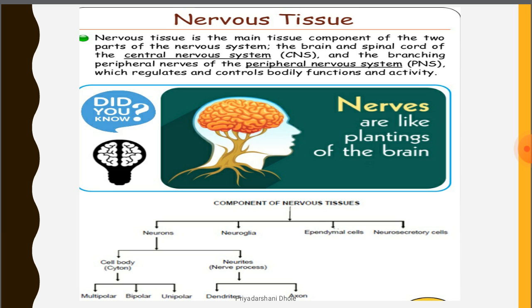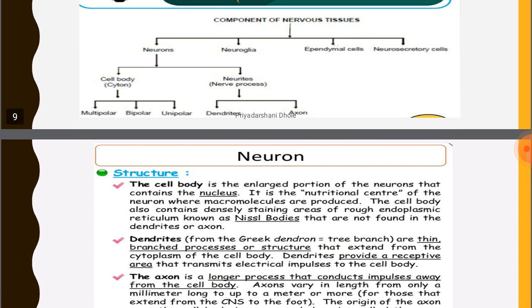These are the components of nervous tissue. It consists of neurons, neuroglial cells, ependymal cells, and neurosecretory cells. Neurons have two parts: the cell body, called the cyton, and neurites, called nerve processes. The cell body or cyton is of three types: multipolar, bipolar, and unipolar. The nerve processes are dendrites and axon.